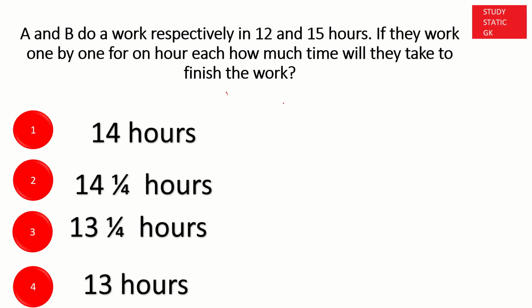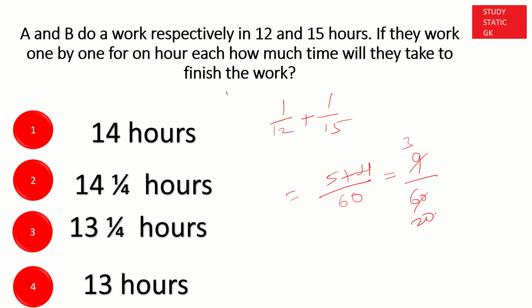So if A does the first hour's work, 1 by 12, and B does the next hour's work, then 1 by 15th of the work will be completed. So in the first 2 hours, what is the work done by them? We have to take the LCM of 12 and 15. I guess it is 60. 5 12s are 60, 4 15s are 60, so 9 by 60, that is 3 by 20 work in 2 hours. So in every 2 hours, 3 by 20 work.